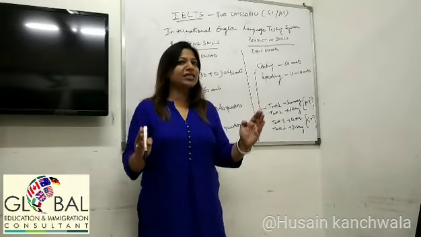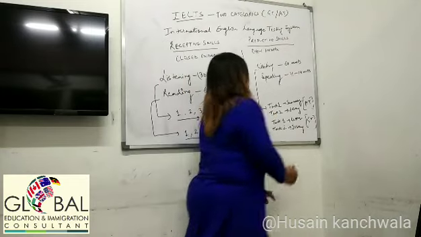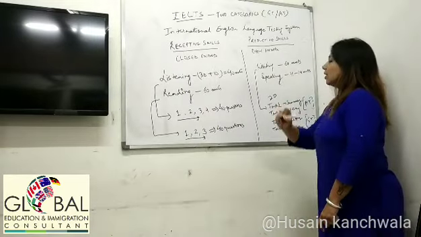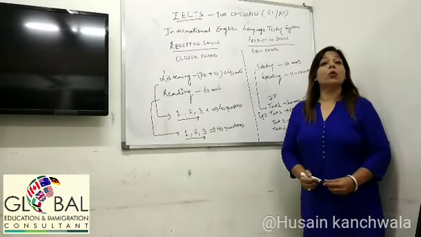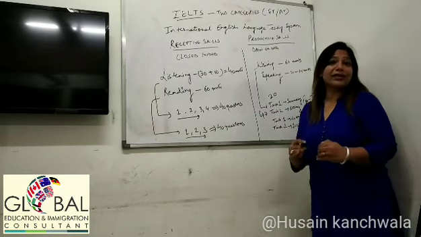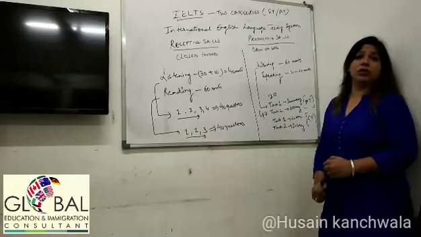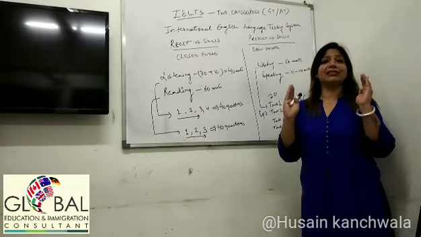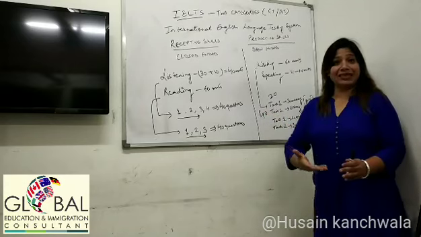The division of the timings here is that Task 1 you have to complete in 20 minutes and for Task 2 you have 40 minutes. A very interesting thing in the writing task is that the scoring is 3 bands for Task 1 and 6 bands for Task 2. So very clearly it depicts that you have to spend more time on Task 2 as it carries more of the weightage.